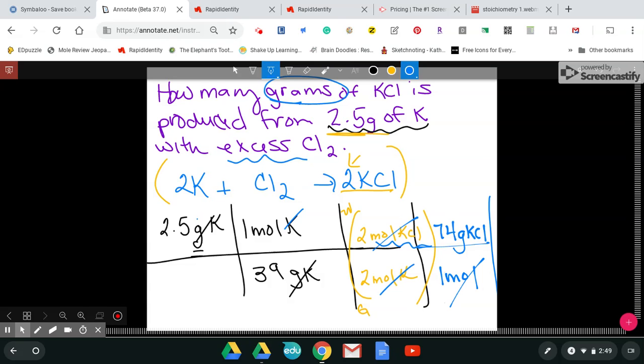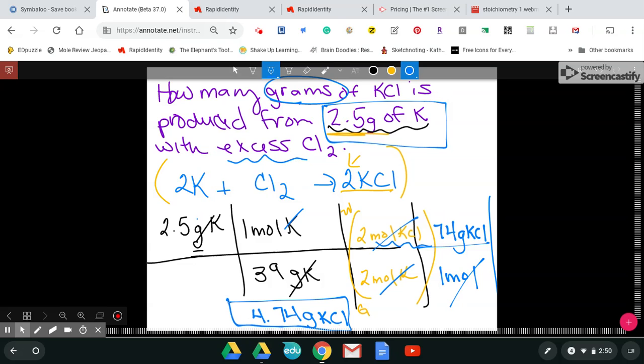I hit control divide and I say 2.5 times 2 times 74, arrow down, and that's 39 times 2. And then I hit control enter, and I get a total of 4.74 grams of KCl. So what I found out is that from having 2.5 grams of potassium, I can make 4.74 grams of KCl.